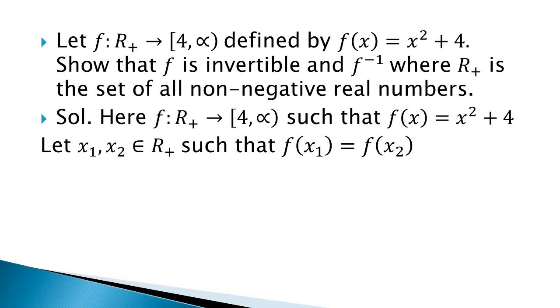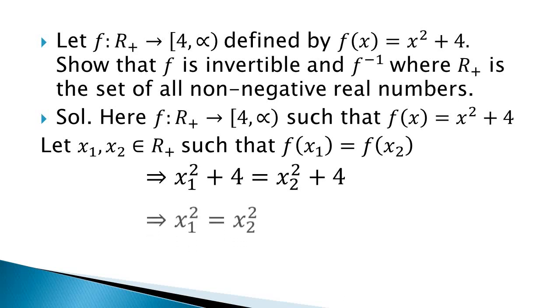That is, f(x1) is equal to f(x2), and that will mean that x1 square plus 4 is equal to x2 square plus 4 by the definition of f(x). It is given above there. Now if you solve it, the 4's will cancel. It will look like this.